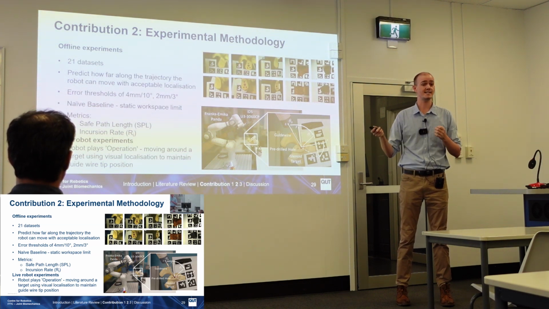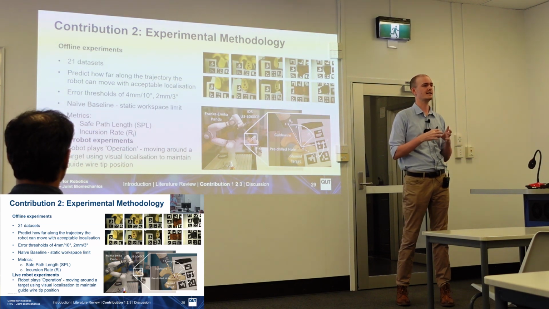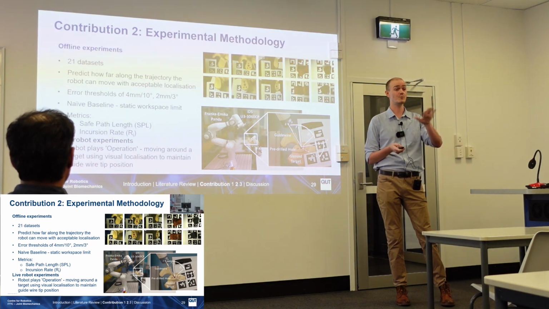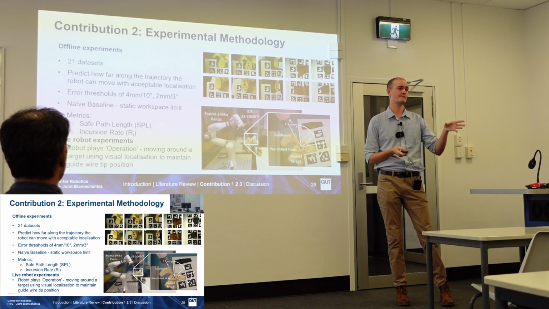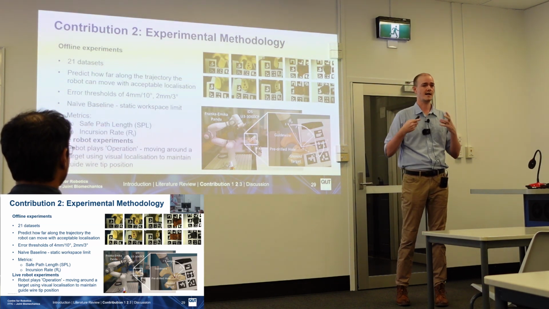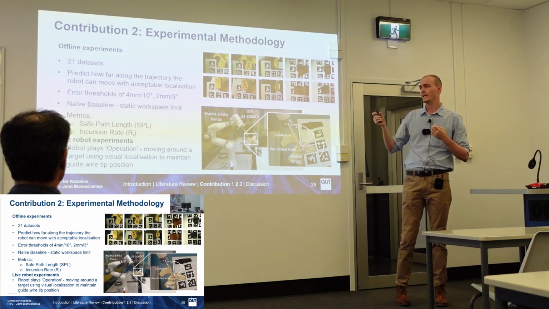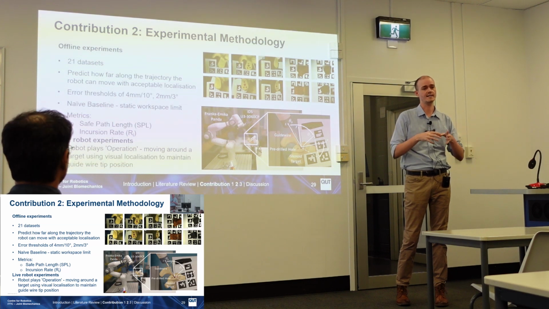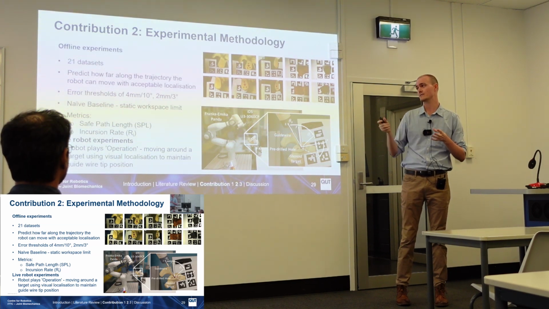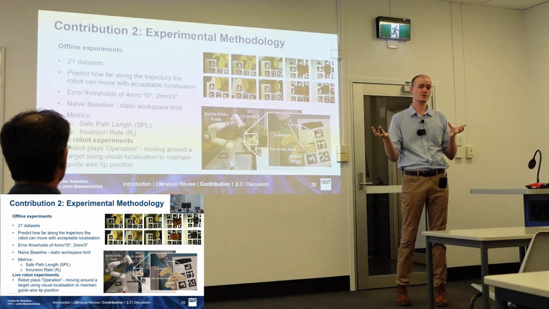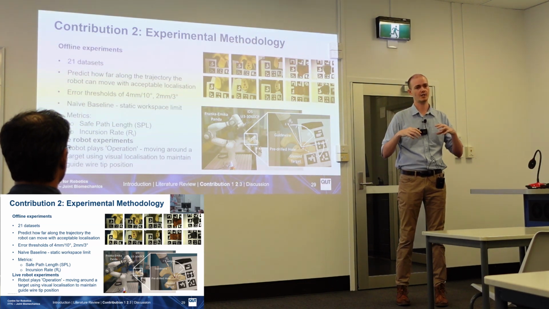Our other metric is incursion rate. And our incursion rate metric measures how often a predictor overestimates localization performance and allows the robot to move to a point where its localization fails. In this case, a lower incursion rate means a safer robot. Either of these metrics can be optimized on their own by either massively over or underestimating the localization performance. The trick, though, is to maximize our safe path length, so our usable space, while minimizing our incursion rate, which is our errors.